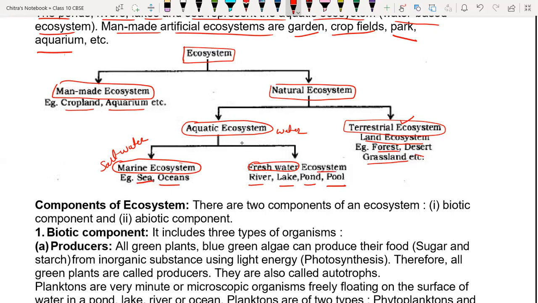No, not well, because a well is man-made. So we can say pool, pond, lake, and river are the aquatic natural ecosystem and freshwater. See, river is the freshwater aquatic natural ecosystem. Is it?